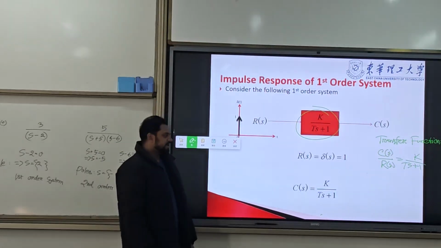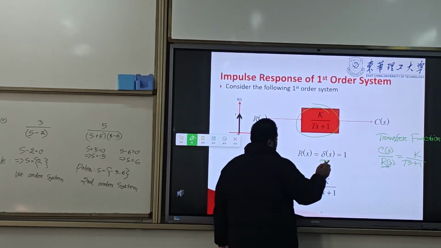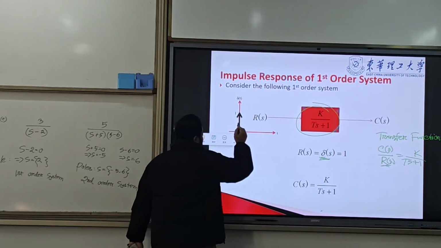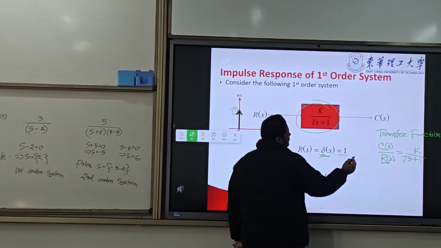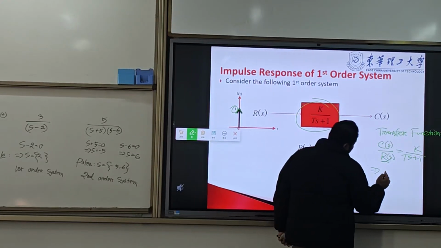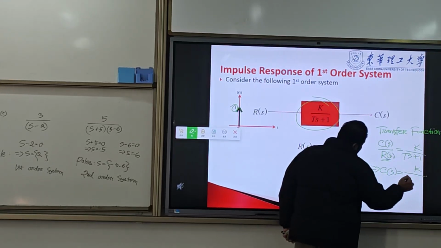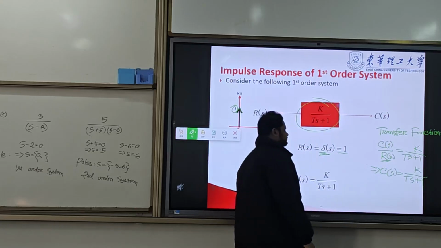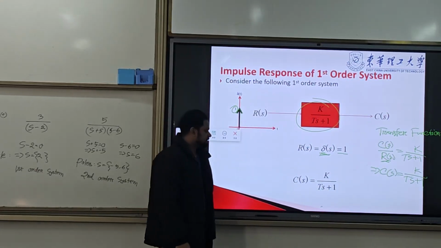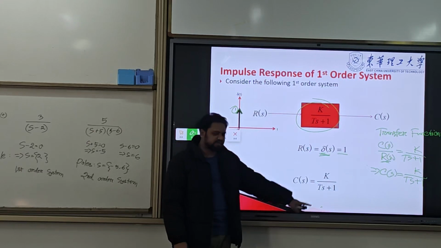Now, what is the value of R(s)? R(s) is the delta function here, which has a value of 1. So this is just 1. So we can write C(s) is equal to K by Ts plus 1. That's why it is written C(s) equal to K by Ts plus 1.